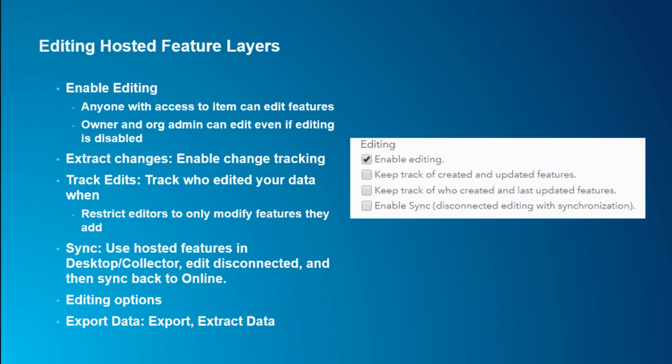And an additional functionality is to enable sync. If you enable sync, what that means is it's possible to get data from this feature layer and use it in a disconnected mode, maybe even edit it in disconnected mode, and then when people come back into the office from the field, you can sync back the changes.